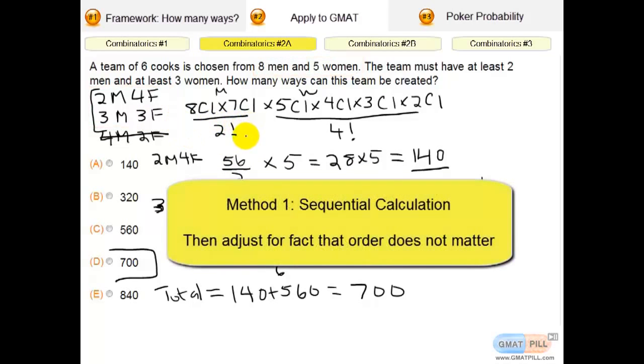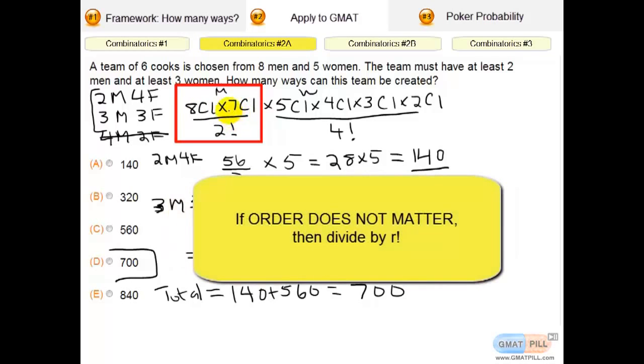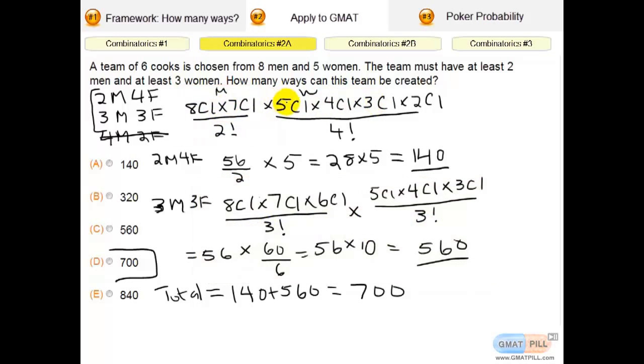Now, the method here I show you is basically the GMAT Pill preferred method. You do it sequentially. You pretend first out of 8, you choose 1, then out of the remaining 7, you choose 1. And then if order does not matter, which it does not in this case, you adjust for that by dividing by 2 factorial, basically the number of sequences you have. And you did that for men, but you also have to do that for women. For women, you're choosing out of 5, and you're doing that 4 times: 1, 2, 3, 4. And then you have to divide by 4 factorial.